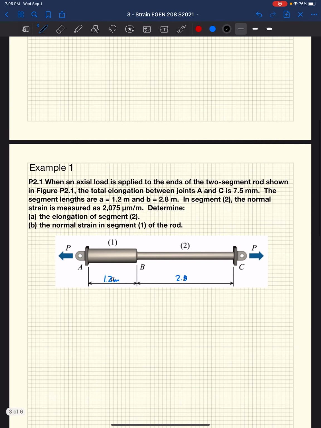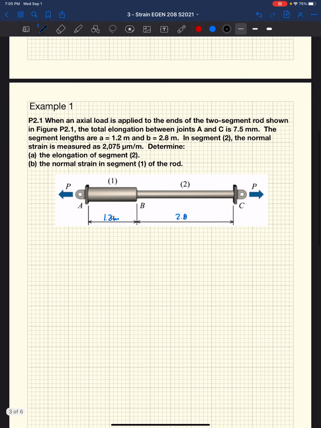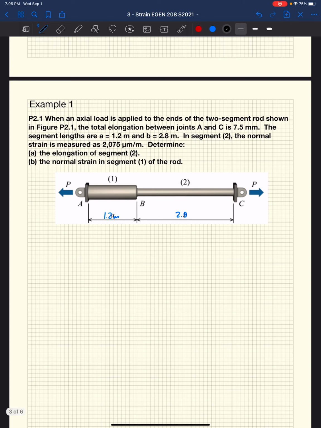So we're going to go through an example. In our example, we have 2 rods. As you can see, they're different diameters and lengths. When an axial load is applied to the ends of the 2-segment rod shown there, the total elongation between joints A and C, those are the ultimate ends of our 2 rods, is 7.5 millimeters. The segment lengths for each of our rods, segment A is 1.2 meters and segment B is 2.8 meters.